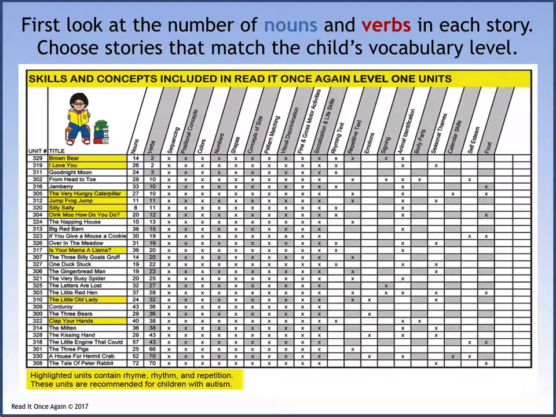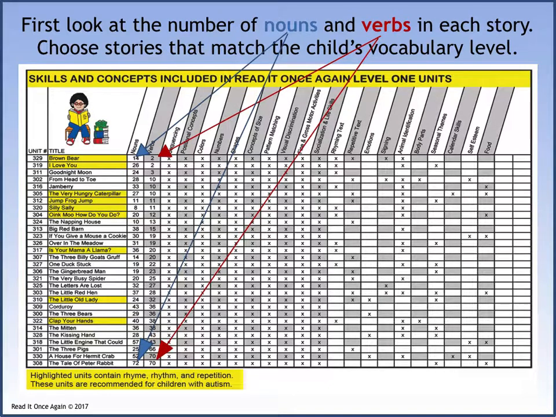This matrix is a simple guide to help you select appropriate books for your classroom. There are 31 different story titles to choose from. They are listed on the matrix according to the number of nouns and verbs found in the story. We start with Brown Bear, which has 14 nouns and 2 verbs, and progress to the more complex tale of Peter Rabbit, containing 72 nouns and 70 verbs.